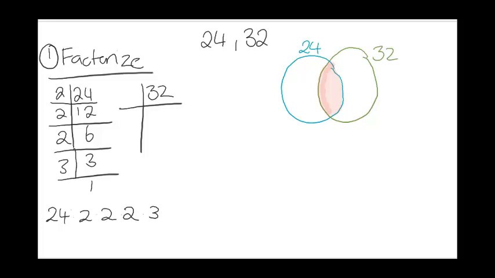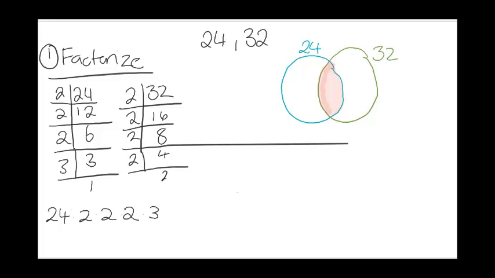Let's factorize 32. 2 goes into 32 16 times. 2 goes into 16 8 times. 2 goes into 8 4 times. 2 goes into 4 2 times, and 2 goes into 2 once.